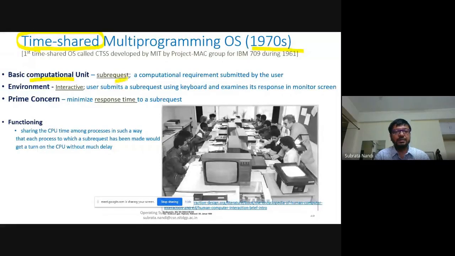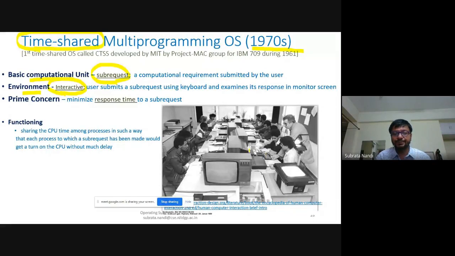It's a sub request, and we have already talked about what sub request means. The environment is now modified; it is interactive. You can see from this image that the users now have keyboards and monitors, so every user has a keyboard and a monitor, and they can interact. Probably they do not have a CPU of their own, because the CPU is a kind of server in some different machine, in a different room, but they can all interact with that CPU through their terminal.